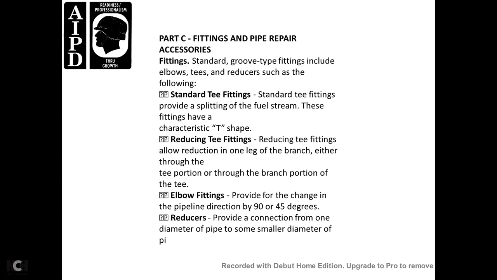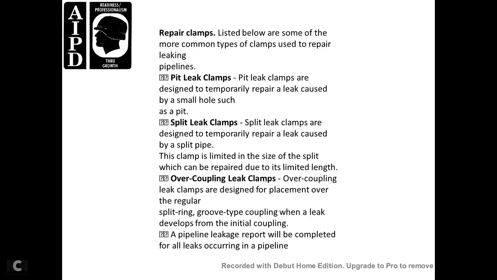Fittings, standards, groove type. The fittings include elbows, tees and reducers such as the following. Standard T fittings are provided for the splitting of the fuel system. These fittings have the characteristic T shape. Reducing T fittings allow reduction of one leg of the branch, either through the T portion or through the branch portion of the T. Elbow fittings provide a change of the pipeline direction of 90 or 45 degrees. And reducers provide a connection from one diameter of the pipe to a smaller diameter of the pipe.